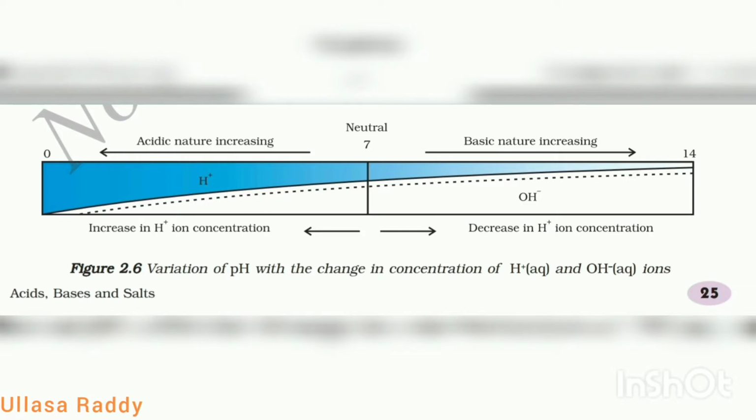See here a very important table: variation of pH with change in concentration of H plus ions and OH minus ions. The pH scale has numbers 0 to 14. From 0 to 7 is acidic in nature, equal to 7 is called neutral, and 7 to 14 is basic in nature. Remember this: 0 to 7 is acid, 7 is neutral, and 7 to 14 is basic nature.